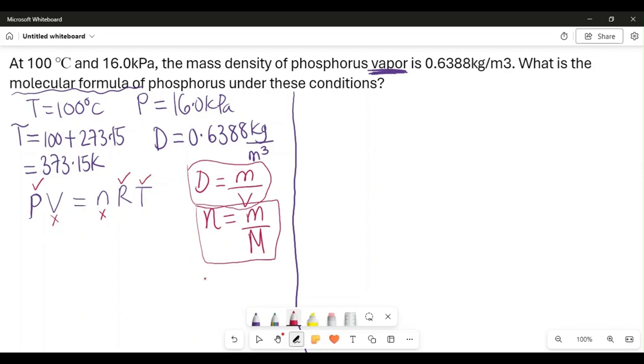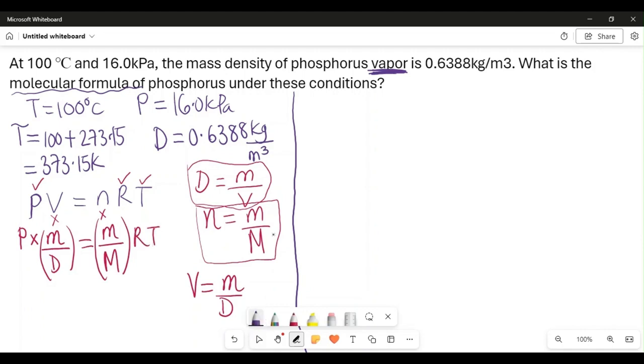We see that density equals mass over volume. To write volume in terms of density and mass, we have mass divided by density. This is how you do it. So we have pressure times volume, which is mass divided by density, equals number of moles, which is mass over molar mass, times R, times T. So you go on to cancel out the mass to make our work easier. And what you end up with is pressure divided by density equals RT divided by molar mass.